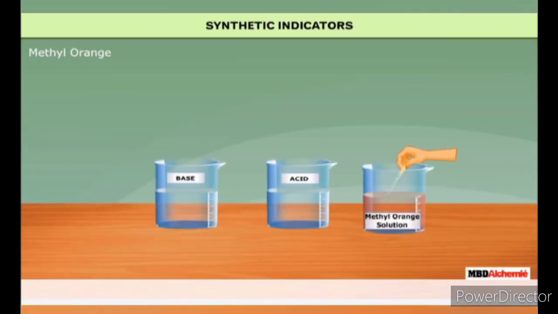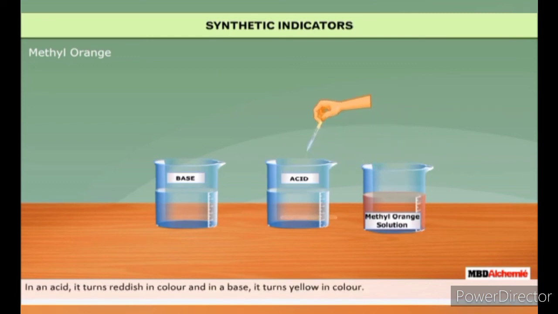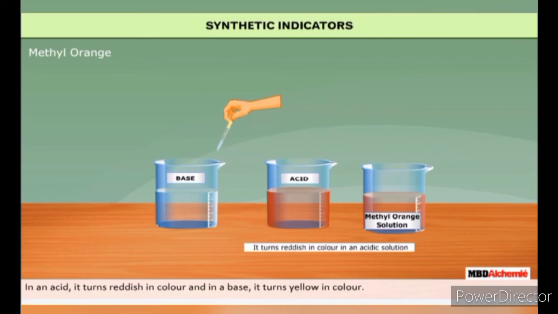Methyl orange. It is a synthetic indicator used to check out the acidic or basic character of a solution. It is also called a universal indicator. In an acid, it turns reddish color, and in base, it turns yellow in color.